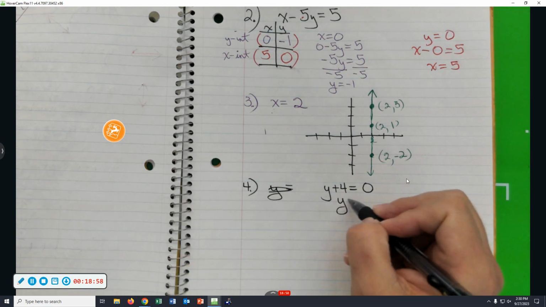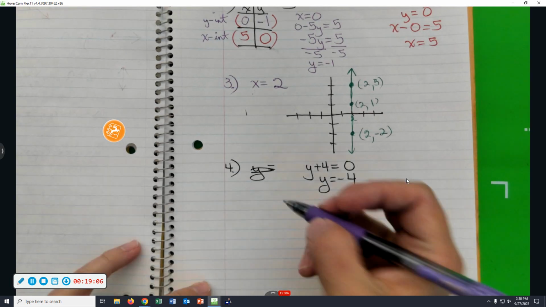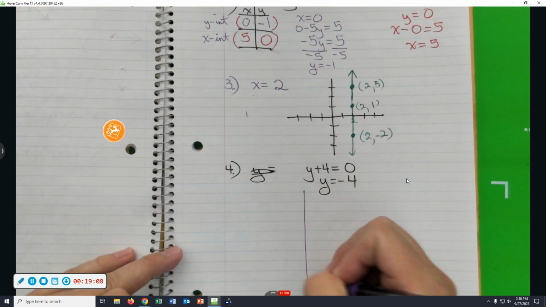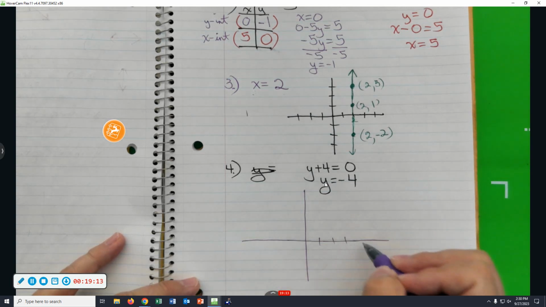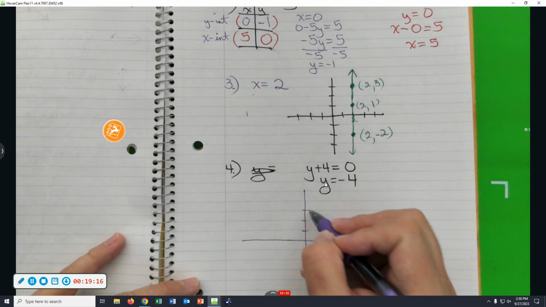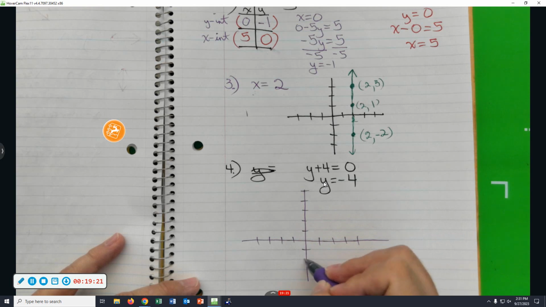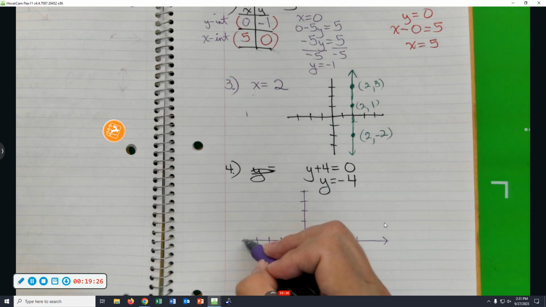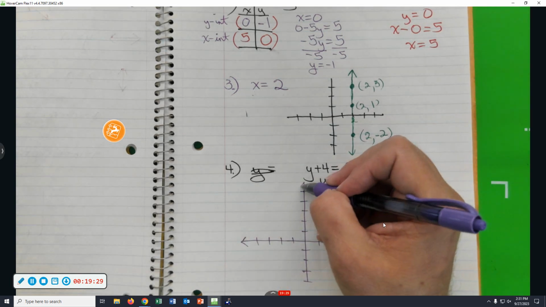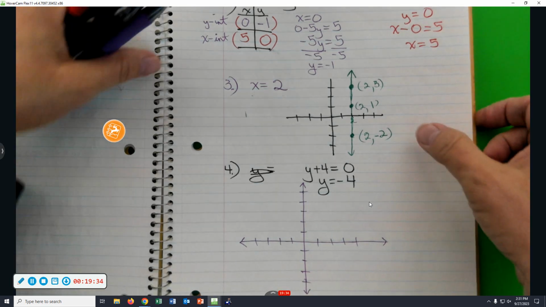So I'm going to make it y equals negative 4. There's no other correct first step. You've got to get that y by itself. And now we're going to draw the graph. It's passing through this number on that axis. I better put the little arrowheads. Locate this number on that axis.